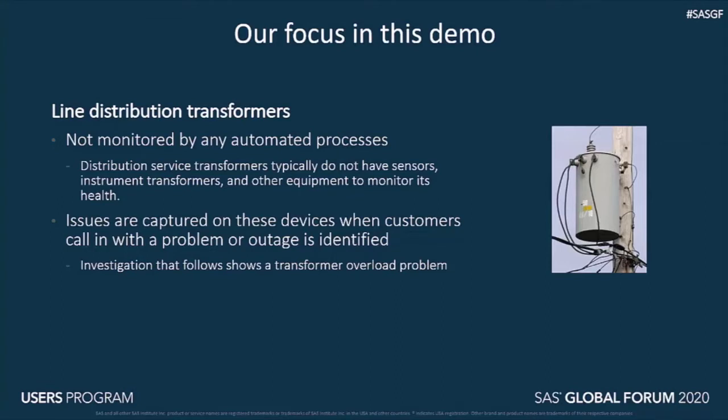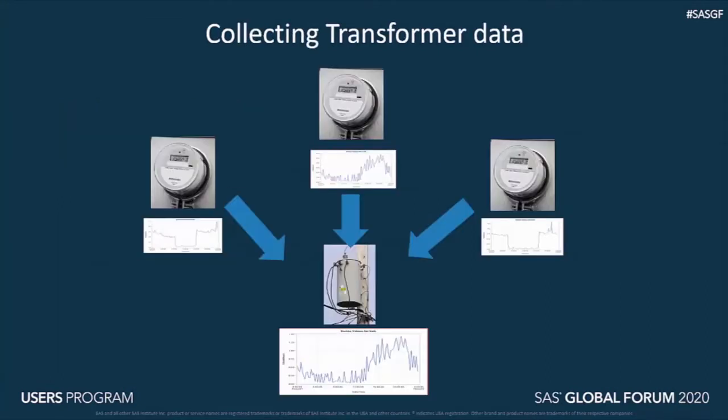But we're going to be using the AMI meters that are being serviced by these transformers to use their data to assess the transformer itself. Each transformer will generally have anywhere from 1 to 10 meters it would be servicing, and we roll up that information to determine the total load and capacity being used on the transformer.